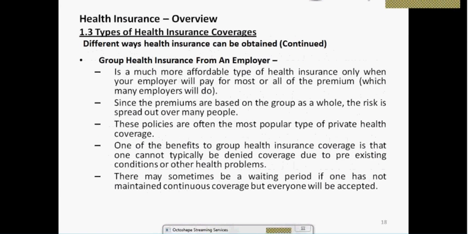The second type is your group health insurance, which I think everyone is familiar with. If you are working for your company, the insurance that is offered by your employer is called your group health insurance.